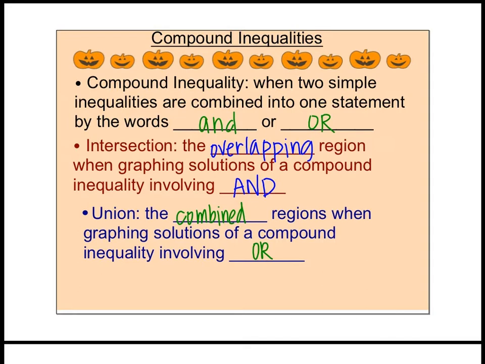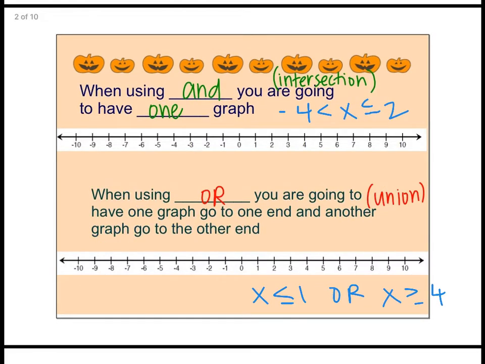Now an intersection is the overlapping region when graphing solutions of a compound inequality involving "and." So when you graph an "and" compound inequality, you should get an intersection. When you graph an "or" compound inequality, you'll get a union. That's the combined regions when graphing solutions of the compound inequality for an "or." So you'll get two different graphs depending on the type of compound inequality. So when using "and," you're going to have one graph.